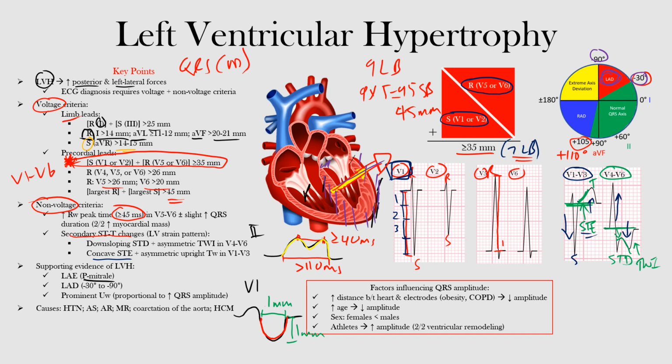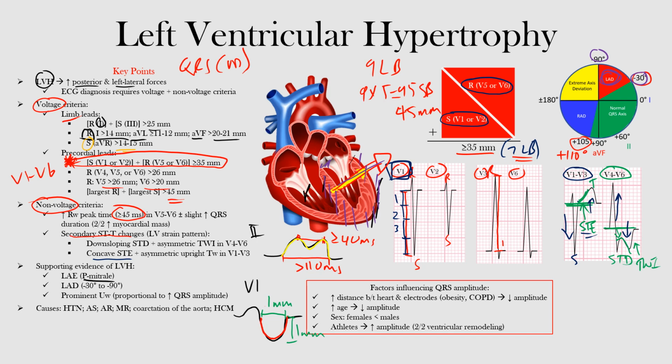Another factor is age. As individuals get older, the QRS amplitude tends to decrease. In addition, females tend to have lower QRS amplitudes than males. And lastly, athletes have been found to have a greater QRS amplitude, which has been attributed to ventricular remodeling.